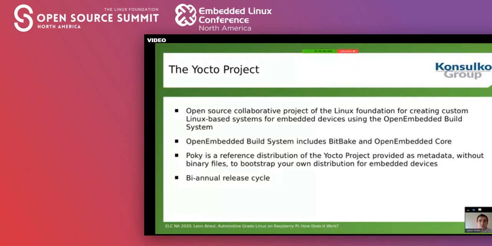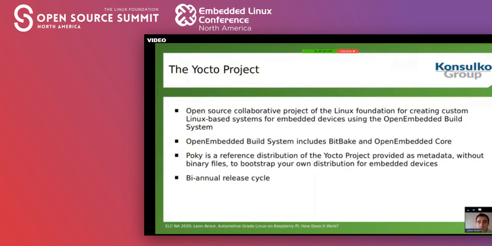Poky is the name of the reference distribution provided by the Yocto Project. It is used by Automotive Grade Linux. In one of the previous slides, you saw it among the list of the Yocto OpenEmbedded layers. So Poky is provided as metadata. There are no binary files there. The idea is to bootstrap your own distribution for embedded devices and to save you some time, because Poky on its own is a very minimal Linux distribution that you can boot.